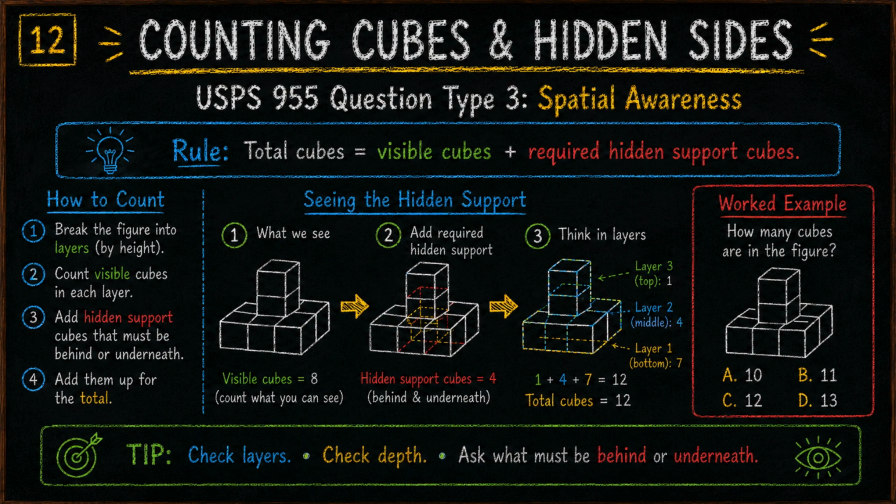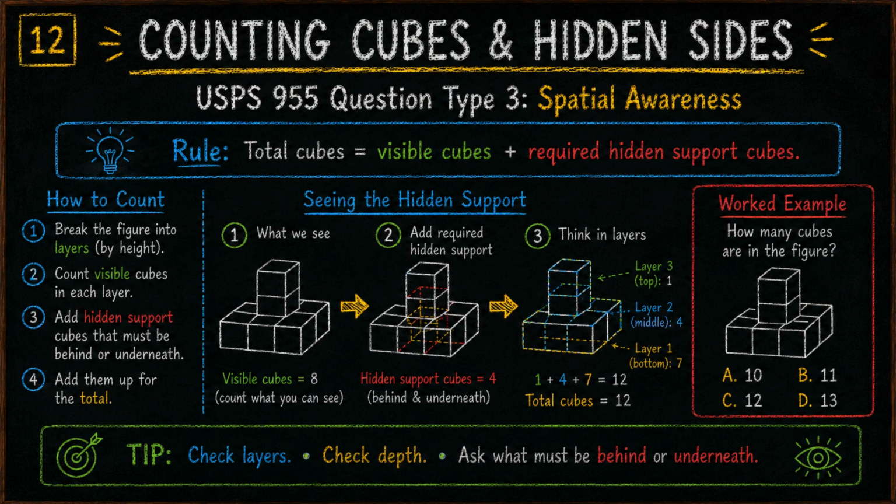Start by breaking the figure into layers. Think bottom layer, middle layer, top layer. Count the visible cubes in each layer. Then ask what must be hidden to support the visible structure. If a cube is stacked high, something usually has to be underneath it. If the drawing shows depth, there may be cubes behind the front row. If a column rises from the back, some of the lower cubes may be partly hidden.